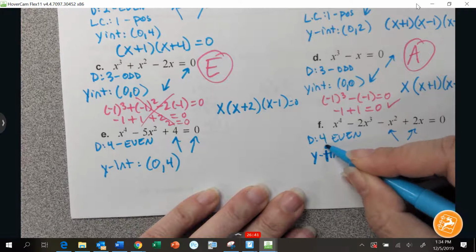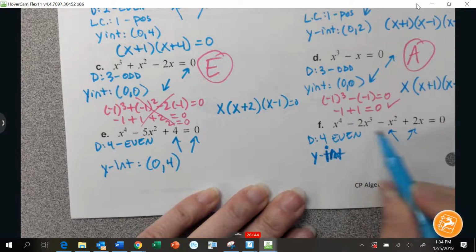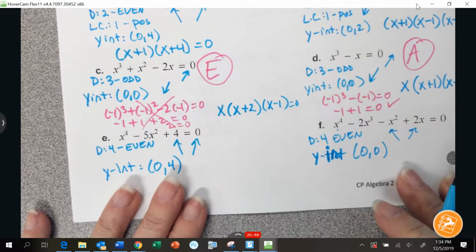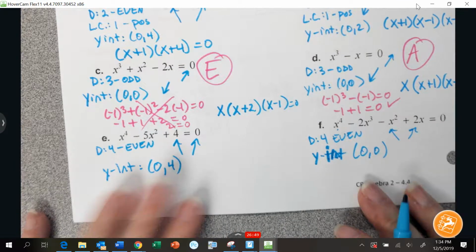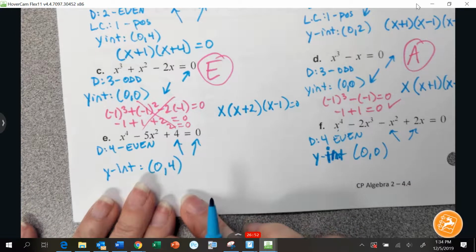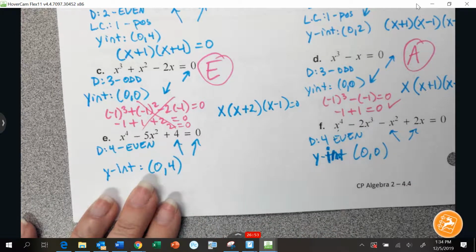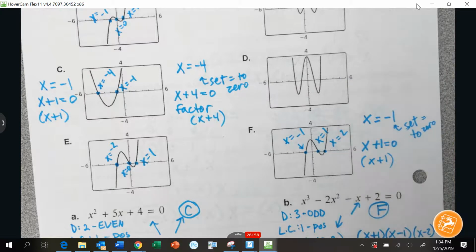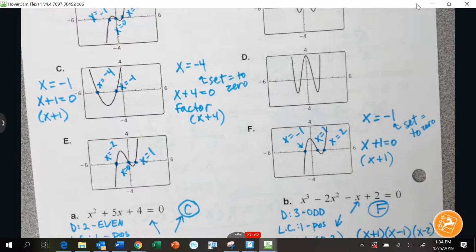What is the y-intercept? Ooh, why did I do that? So that one, if I plug in 0, I get 0. So we have different y-intercepts. We should be able to figure out which graph matches. So question E, 0, 4. Look at that fun graph. Yeah, that's D. That's a fun one. It does look like a W on its side, right?